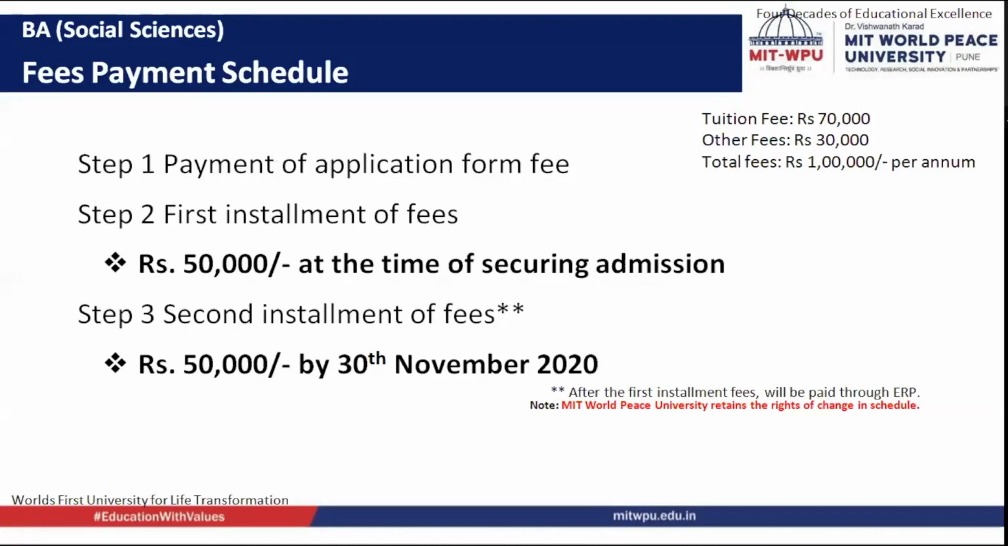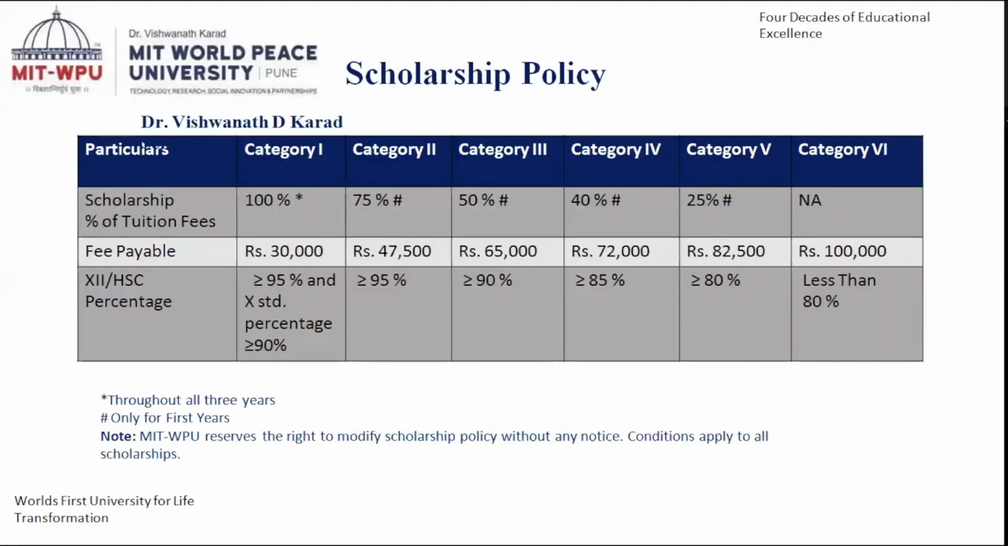And also, MIT World Peace University is offering a very generous scholarship. Let me briefly mention the scholarship. For the purpose of scholarship, we divide the students into 6 categories. Category 6, the highest level, gets a complete waiver of their tuition fee. That's 1 lakh rupees waiver for the fee. If you get 80% or more marks in the +2 examination, you get a 25% exemption if you get less than 80%, and you get a 40% exemption if you get less than 85%.